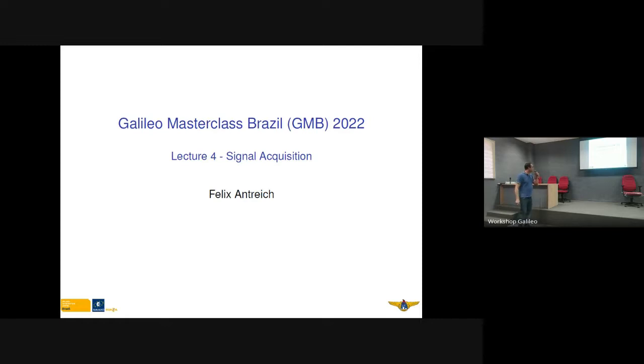Okay, welcome back. We will continue now with lecture 4. So we talked 3 lectures. We talked about signals, signal properties, multiple access, how the signal is generated or multiplexed onto one carrier frequency. And now we will move to the receiver the first time. So we will talk today about signal acquisition.